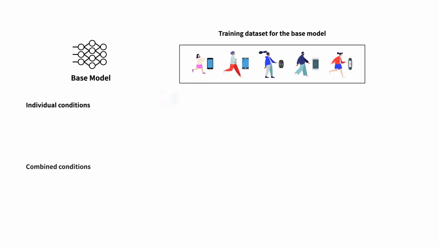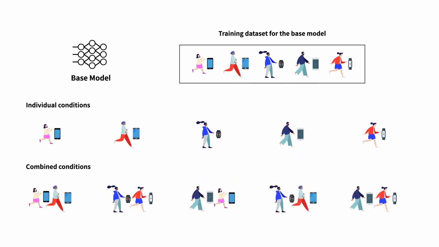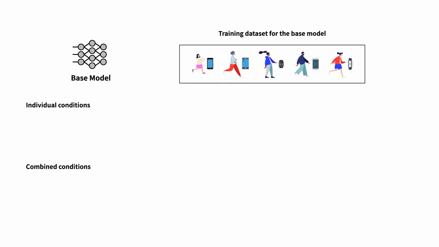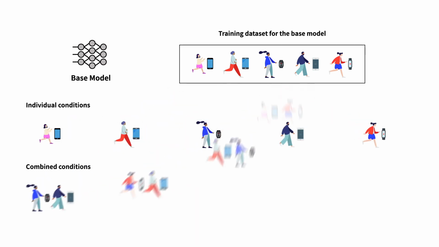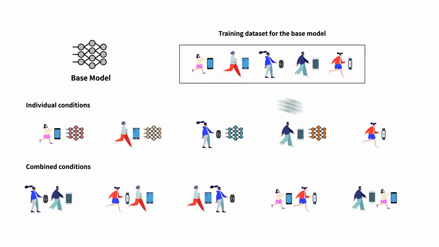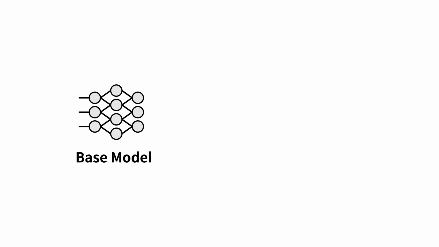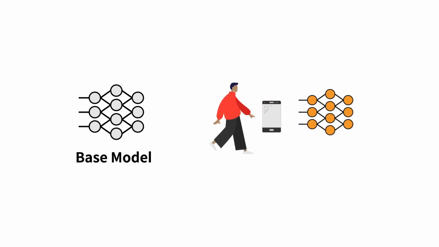MetaSense first generates multiple conditions from available datasets. While generating the conditions, MetaSense creates the conditions to be as diverse as possible to make the base model experience various conditions. With these generated conditions, the base model practices adapting to target conditions when only few data are available. After the training of the base model is complete, the base model has the ability to adapt to a new condition given only few data from the condition.